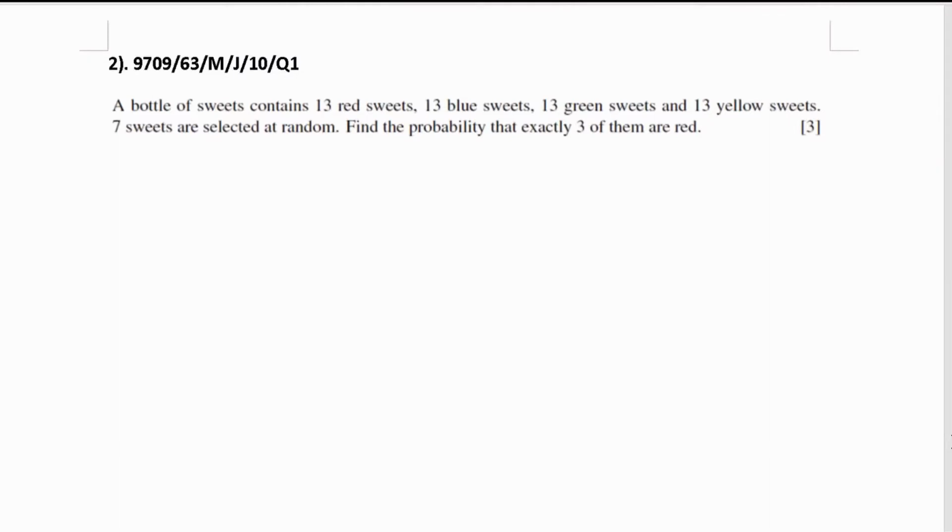Okay, this is the question from May-June 2010, variant 63, question 1. A bottle of sweets contains 13 red, 13 blue, 13 green, and 13 yellow. 7 sweets are selected at random. Find the probability that exactly 3 of them are red.